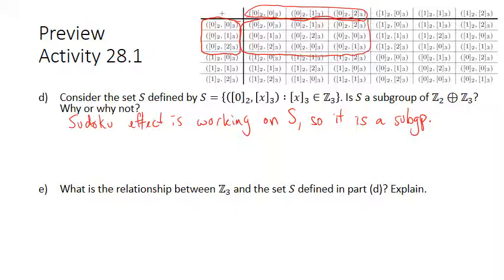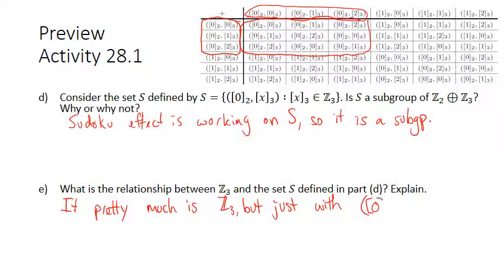And then what is the relationship between Z3 and the set S defined in part D? The set S defined in part D sure resembles Z3 very closely. It has 3 elements just like Z3 has, and it's kind of like you've just taken Z3 and decorated it with this extra 0 appendage that is just pasted onto the left side of all of the elements in Z3. So it basically is Z3. It behaves and looks almost exactly the same. So it pretty much is Z3, but just with this 0 stuck onto all the elements.